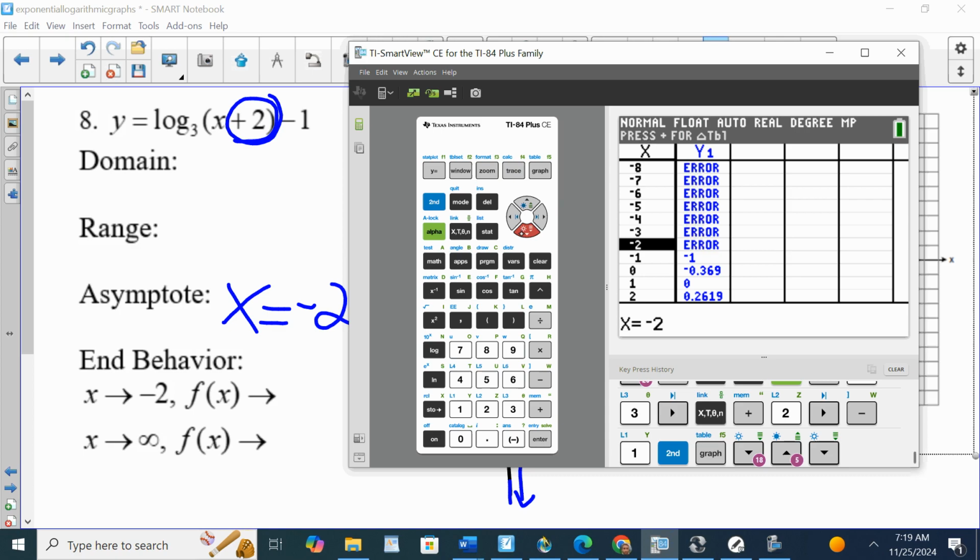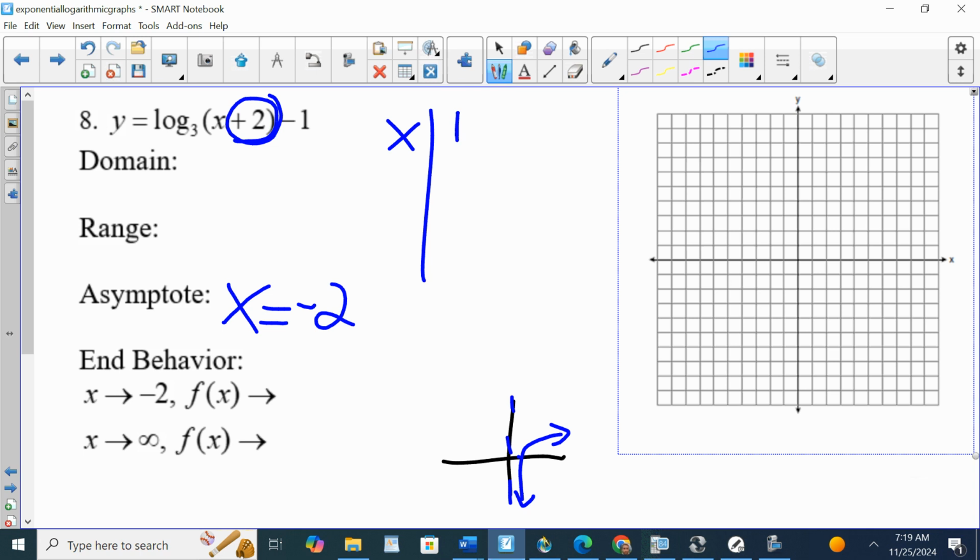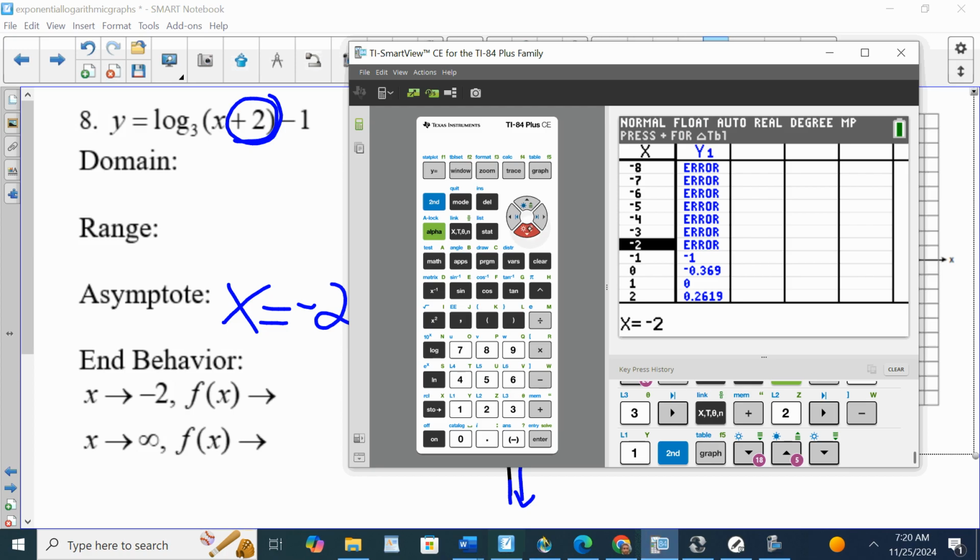So that's my asymptote. Now plot all your nice points. I see (-1, -1) and (1, 0). You're probably not going to get more than 3 or maybe 4 points for the log graphs. Those are not nice. (7, 1) is nice. That's all I got.